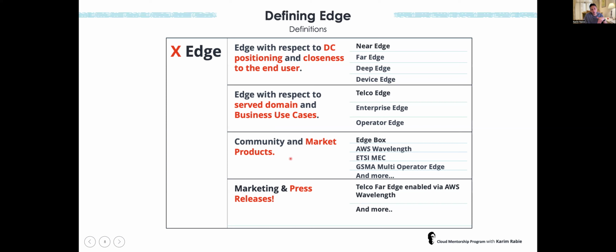You can get another family of terms that are used in the community or market products, like products from the vendors. Edgebox, for instance, is one solution from Ericsson or Nokia with the name Edgebox. So that's a marketing term. AWS Wavelength is the edge solution by AWS. ETSI MEC is the name used by ETSI to describe the edge specification. GSMA multi-operator edge: GSMA as a standardization entity also has its own specifications for multi-operator edge and more. So you have to be flexible enough to work with these terms.